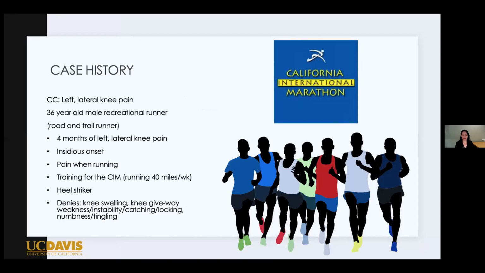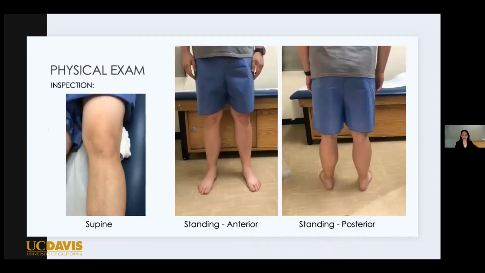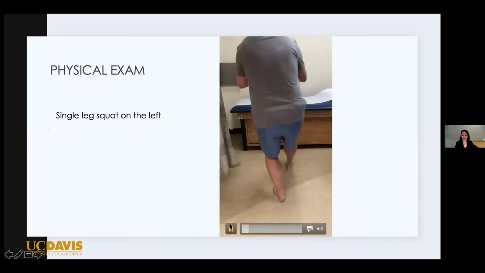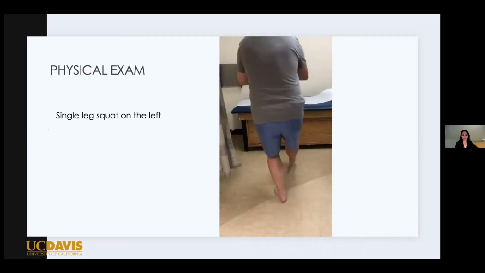Chief complaint of left lateral knee pain in a 36-year-old male recreational runner, both road and trail, who presents with 4 months of left lateral knee pain, insidious onset, pain when running, who is training for the California International Marathon that takes place here in Sacramento. He is running 40 miles per week. He's a heel striker and denies any of these symptoms. On physical exam, there is no visible or palpable knee effusion, and there is normal knee alignment. With the single leg squat, on the left, there is less control, and he appears somewhat unsteady.